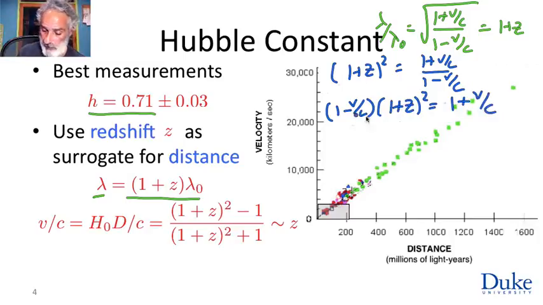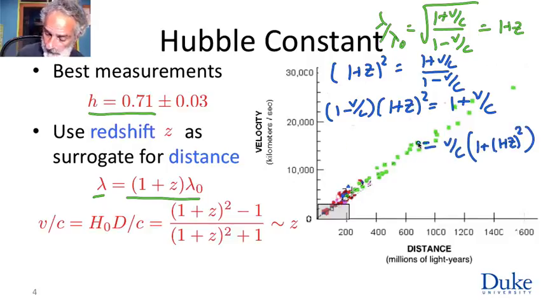And then I move all the v over c's over here, so I have v over c times ((1 plus z) squared plus 1). And then everything without v over c goes over here, and that's (1 plus z) quantity squared minus 1. So I solve for v over c, and I get that v over c is ((1 plus z) squared minus 1) divided by ((1 plus z) squared plus 1).